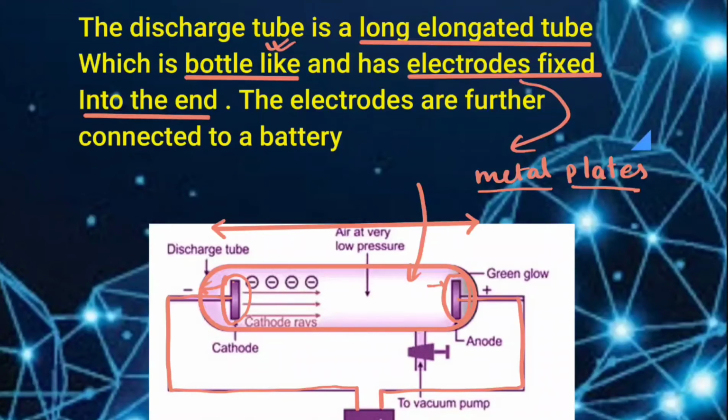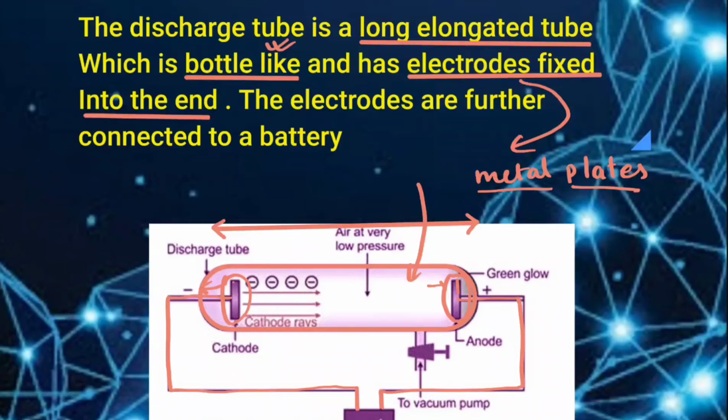Okay, the discharge tube is an elongated, bottle-like tube, and electrodes are fixed into the ends. The electrodes are metal plates, and at the same time they are connected to a battery. One electrode is connected to one terminal, and another one is connected to the other terminal.